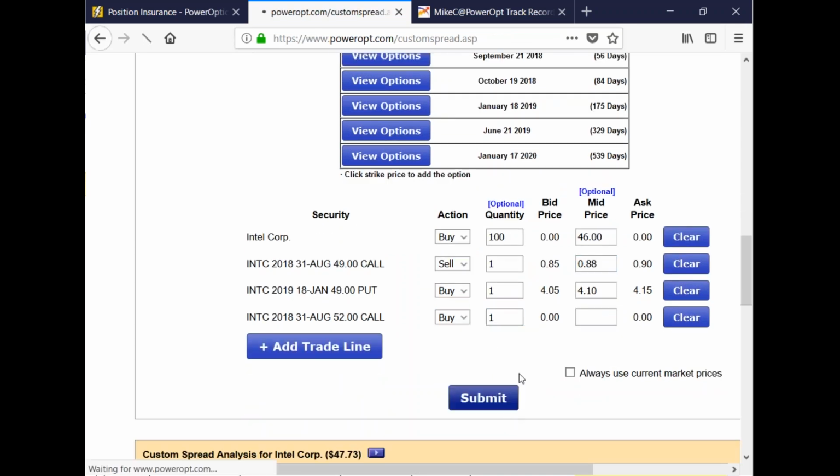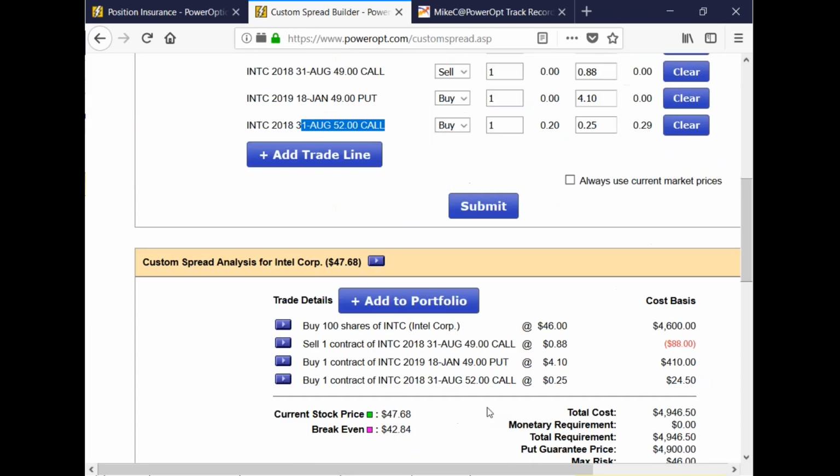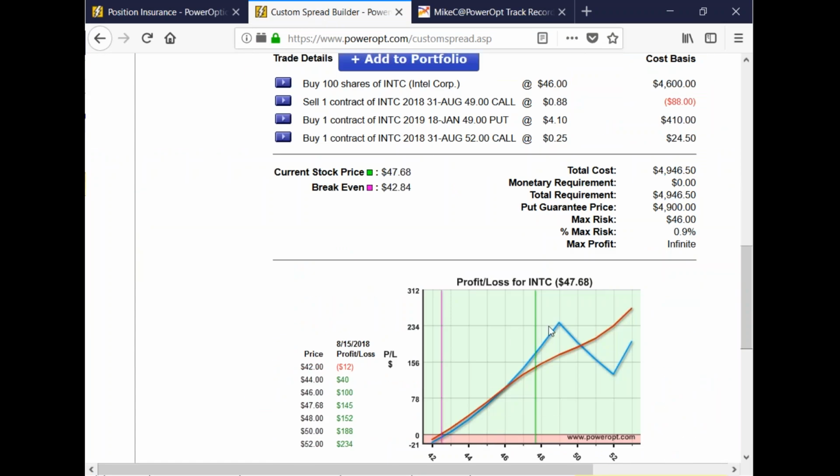And why would I do this? If I enter this bear call spread in this structure with owning the stock, selling the August 49 and buying the August 52, which would be a bearish position, in this structure, it does give us a little blip, but it's still infinite upside and the risk is only 0.9%.